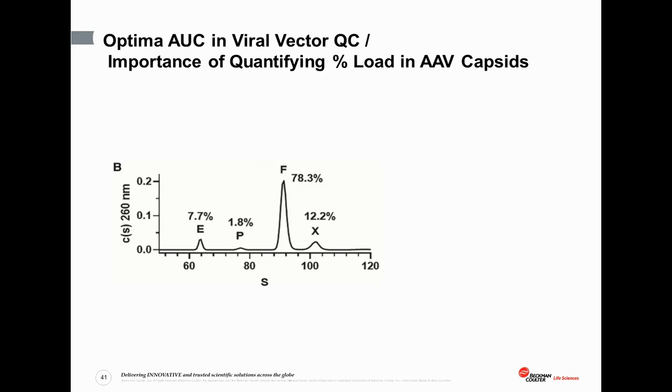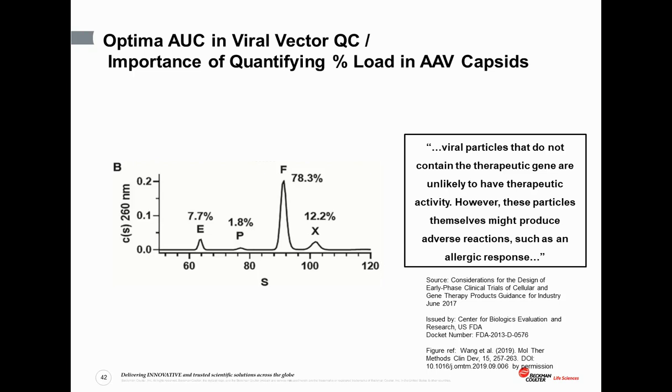And this is an example of a data set where an Optima AUC experiment, a sedimentation velocity experiment, was used to distinguish between empty capsids, shown here on the leftmost sedimenting at 60-ish, 65-ish Svedberg, and partial capsids, which are about 75-ish Svedberg, and full capsids, which are a shade above 90 Svedberg. And the separation, as you can see, is down to baseline. In other words, there is no overlap between empties and partials and full capsids.